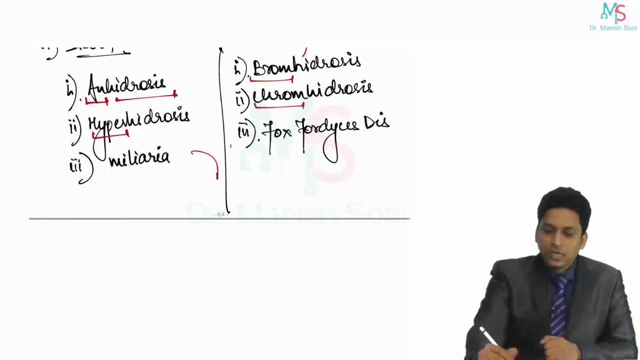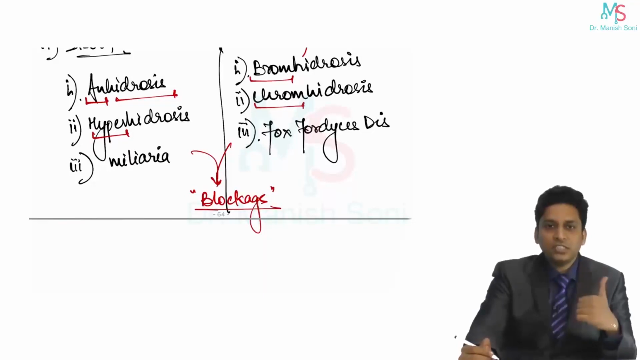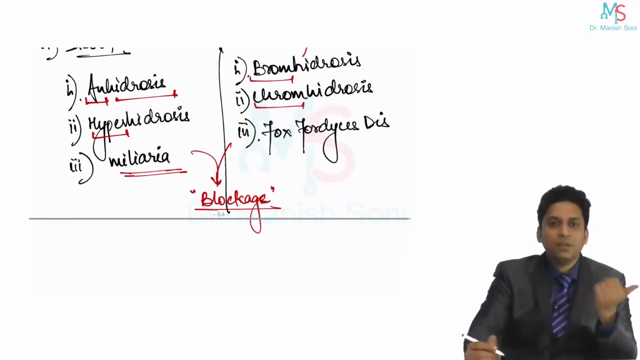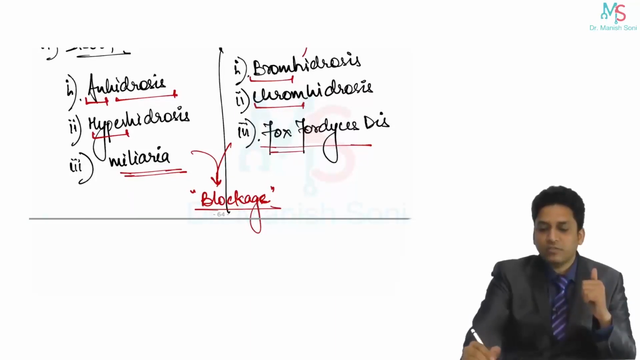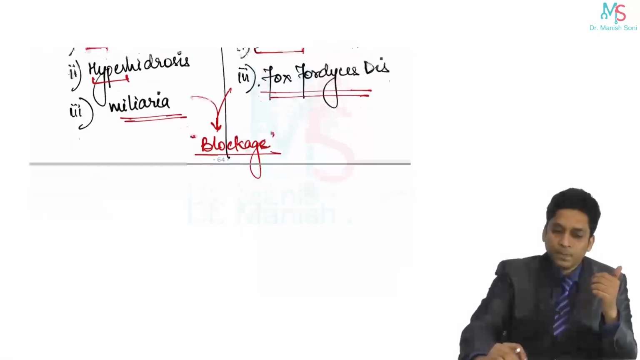Now these two, that is miliaria and Fox-Fordyce disease, both are due to blockage in the duct. So when there is blockage in the duct of eccrine sweat gland, miliaria occurs, and when there is blockage in the duct of apocrine sweat gland, Fox-Fordyce disease occurs. Okay.